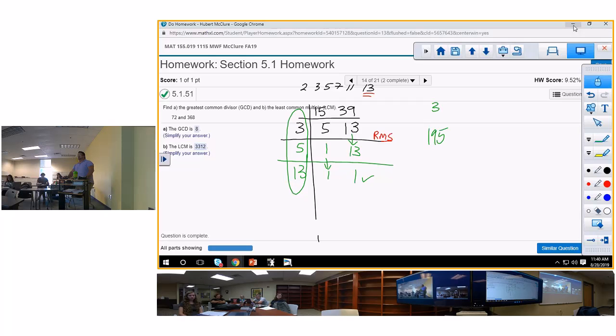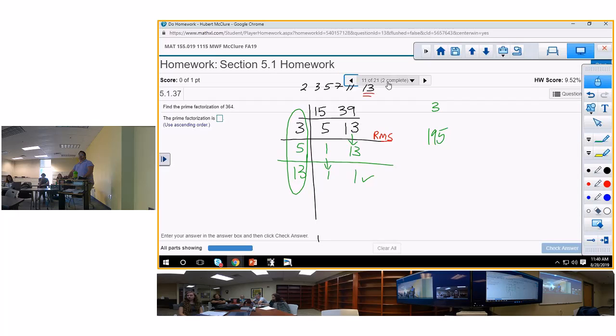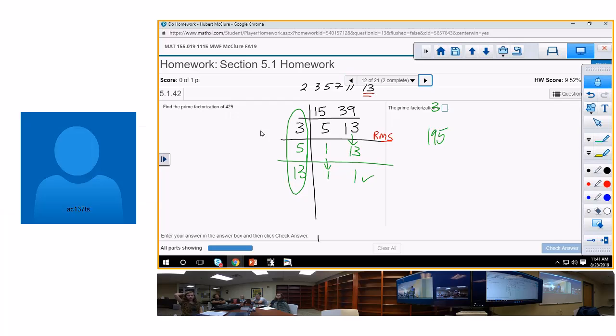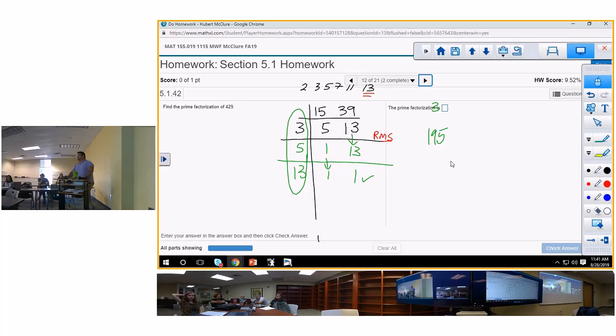Okay, so if I give you a GCD or LCM question, it's going to look like the 6 that we did. Okay? If I give you a prime factorization, it's going to look like number 11 or number 12, like that. That's what it's going to look like. So there's the 3 type questions I would ask you.